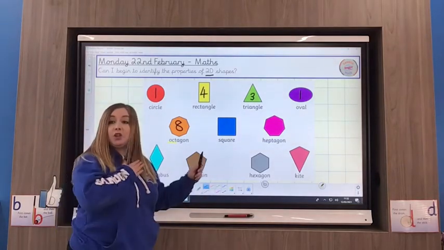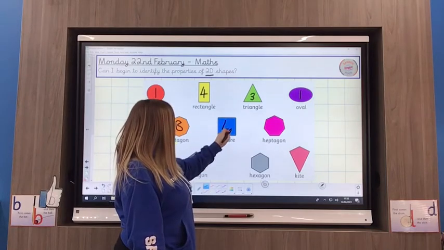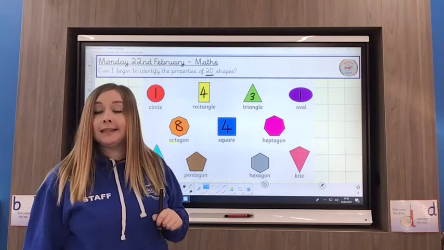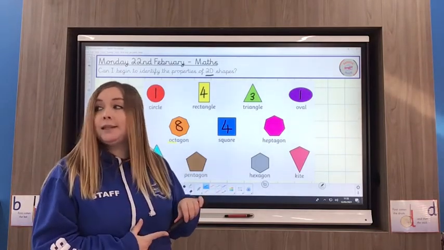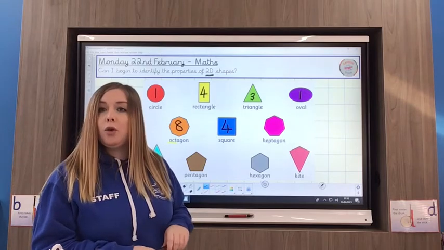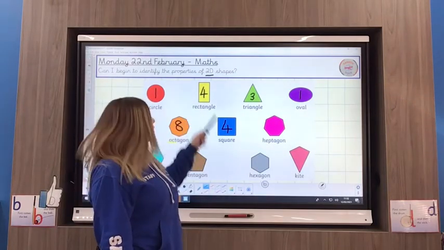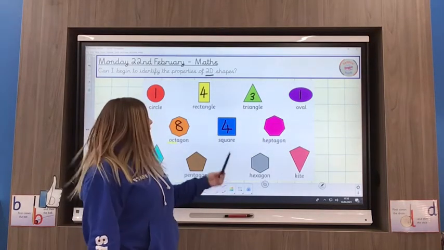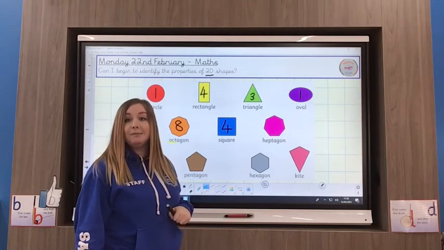Then we've got a square, and a square's got 4 sides. What can you tell me about those sides? Are they straight or curved? They're straight. And are they all the same or are they different? Because a rectangle's also got 4 sides. A square's got 4 sides that are all the same length.